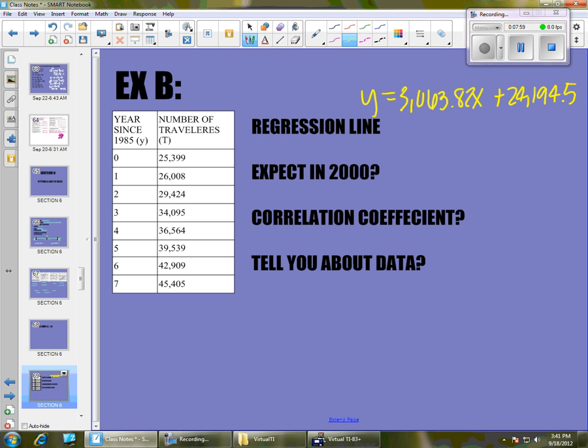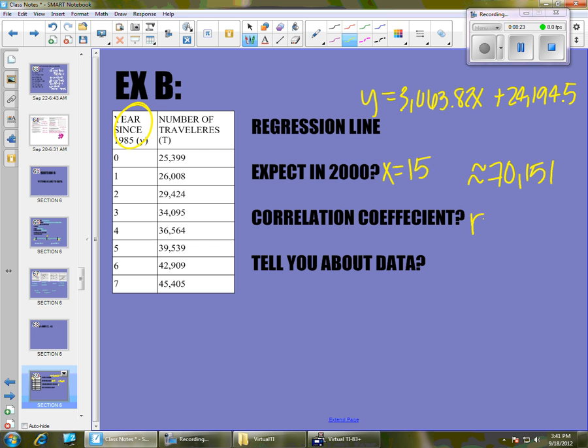So then it says, according to your regression equation, how many international travelers in the United States would you expect in year 2000? Well, since here we're talking about years since 1985, 2000 is 15, so you need to plug in 15 for x and then compute it. And if you get that, you should get about 70,151. Make sure you can get that number on your calculator, so try that, okay?